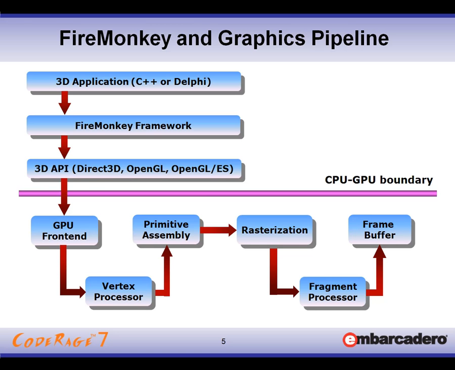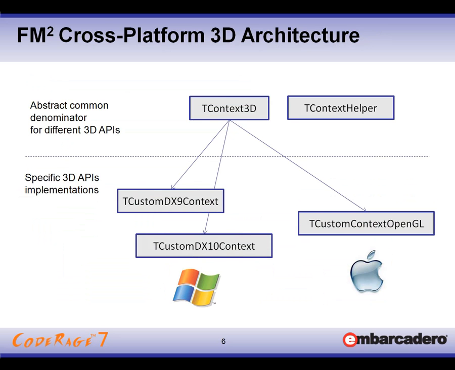So from the programming perspective, the abstraction is the TContext3D class. Also, there is a TContextHelper that adds some functionality to the TContext3D. But TContext3D is an abstract class that encapsulates common graphics operations, and depending on the platform, it's implemented with DirectX 9, DirectX 10, or OpenGL.